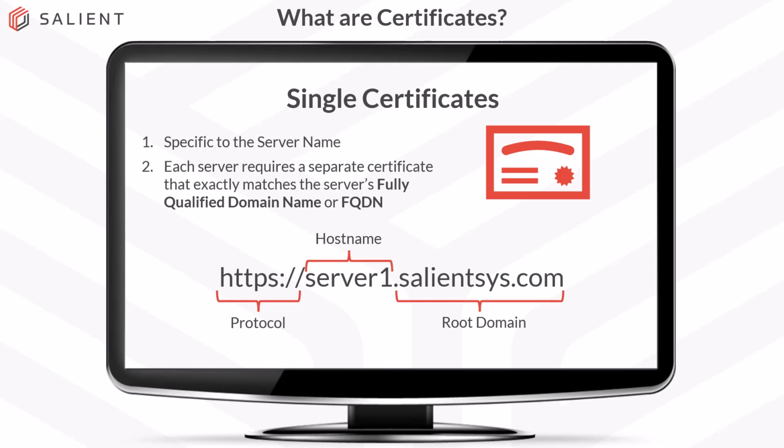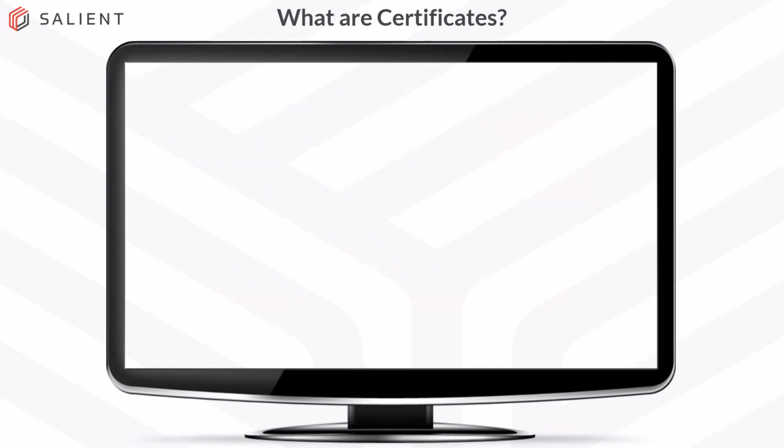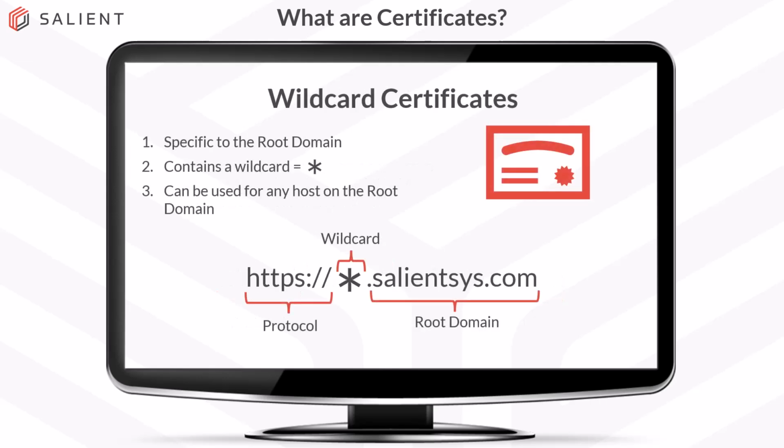Now, single certificates are issued to protect a single server. For example, if you purchase a certificate for the hostname server1.salientsys.com, it will not work to secure server2.salientsys.com. A single certificate is specific to each server's hostname. So you'll need separate certificates for your Complete View management server and for each and every recording server in your deployment.